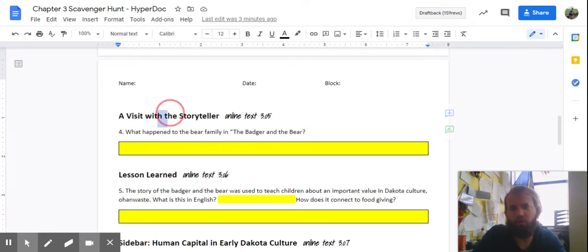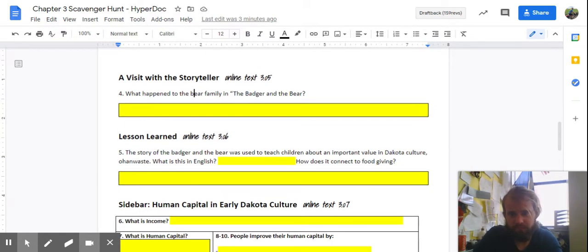Talking about some of the house, we'll see that still in the introduction. These big bolded headers tell you what section of the book to be looking at. And then I'm also telling you on the online textbook what pages those are. After you read about the bear family, you'll tell me what happened to the bear. And then you're going to read about the badger and the bear, and it will teach you a very specific trait and value for the Dakota culture, which they would like to teach to their children.